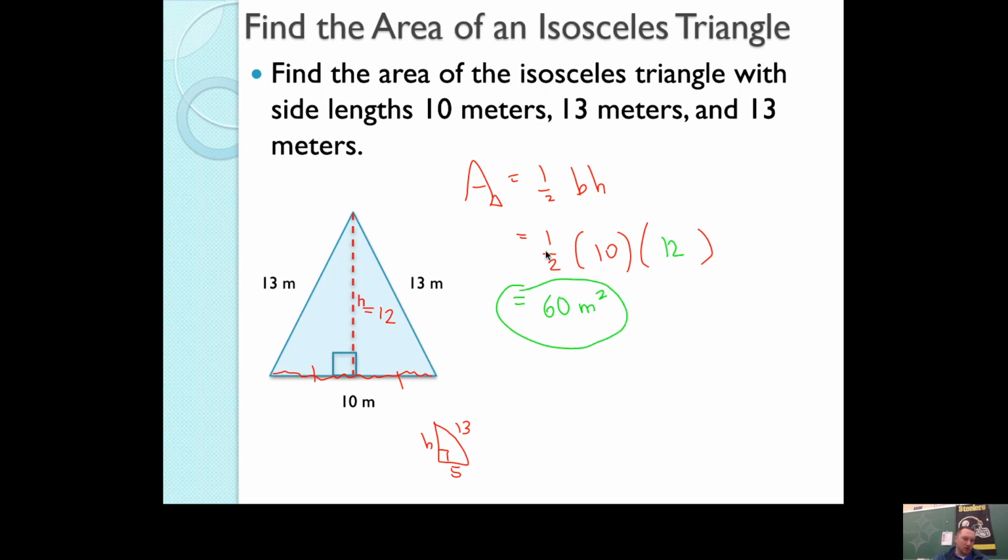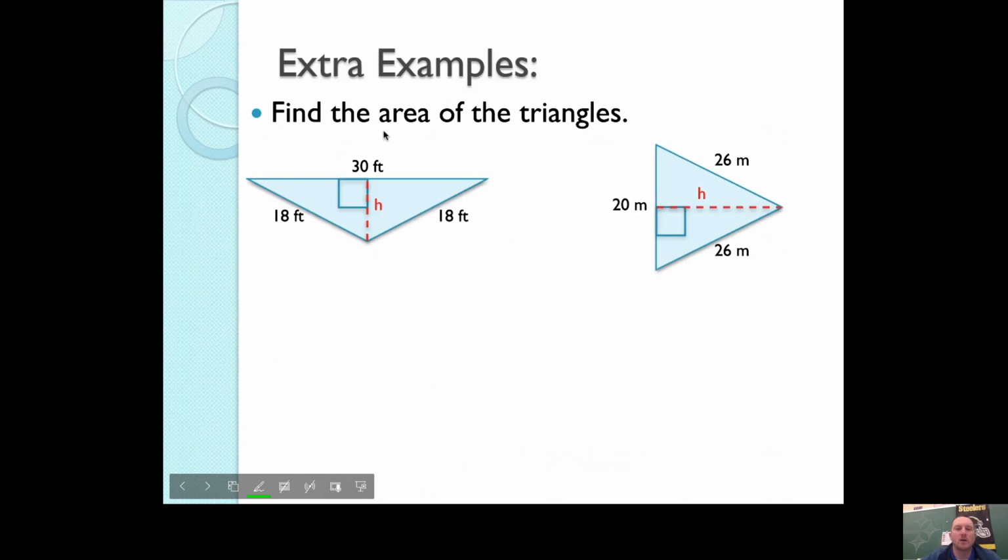Right, now you could have done it this way also. Half of 12 is 6. 6 times 10 is 60. So you're going to see problems like this on your assignment. Okay, now these are exactly the same, except I think maybe finding the height would be more of a challenge. So I'll go through this a little bit quicker.